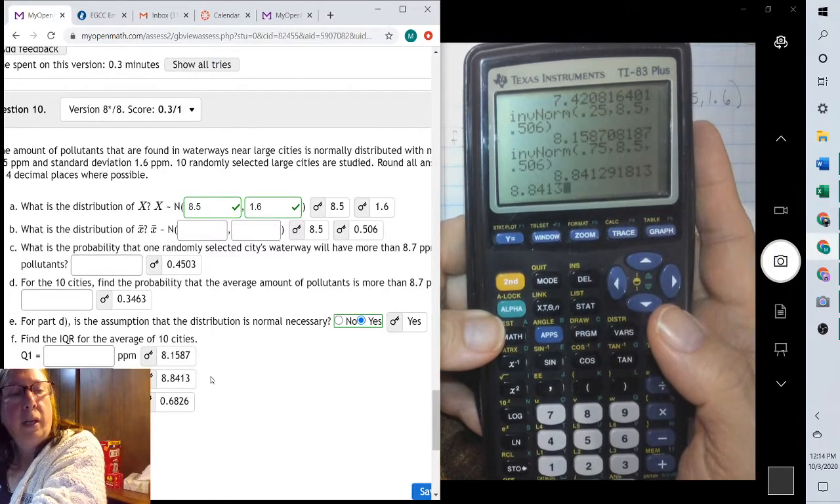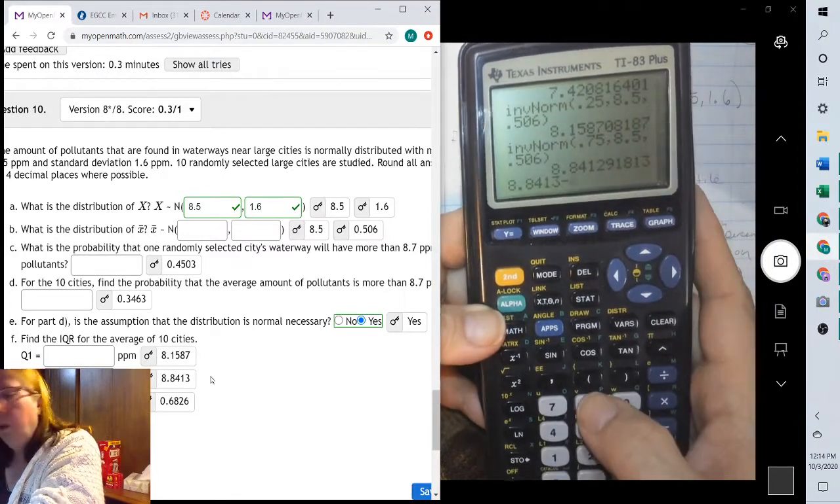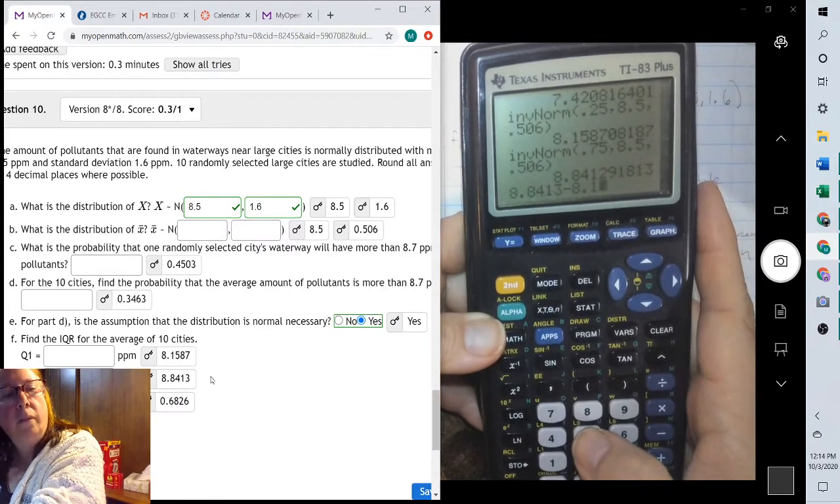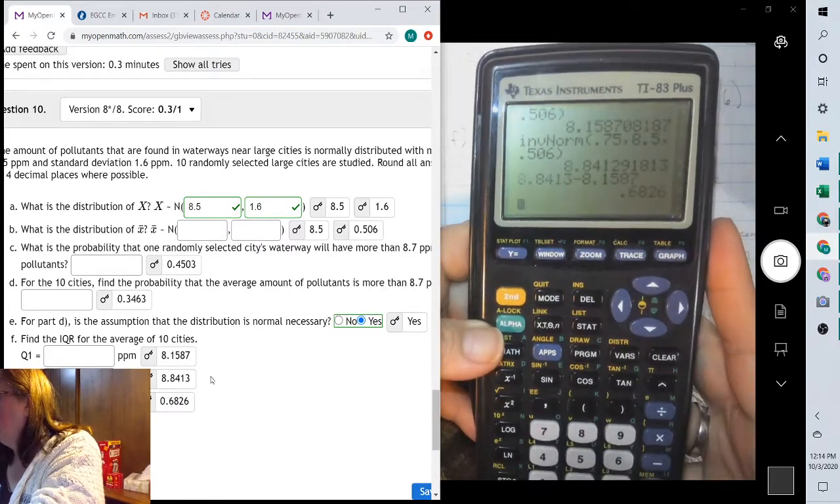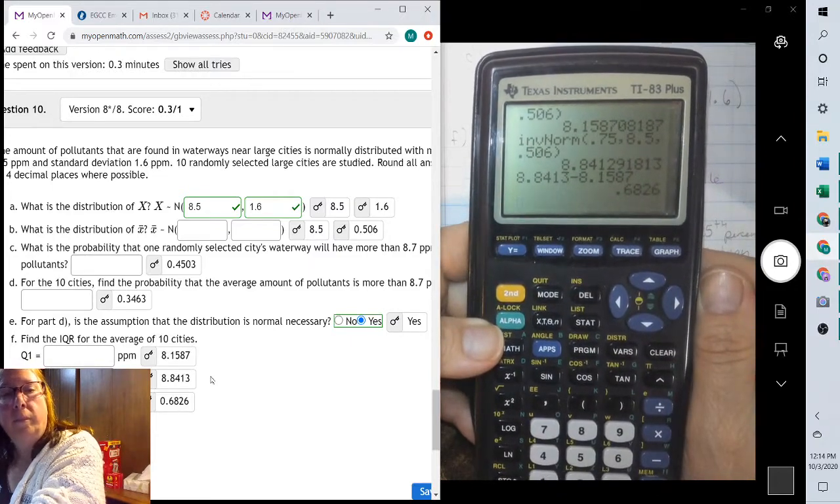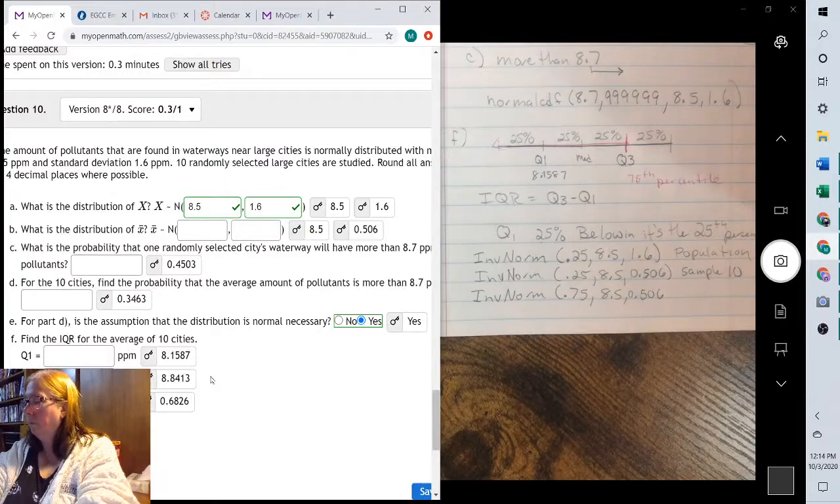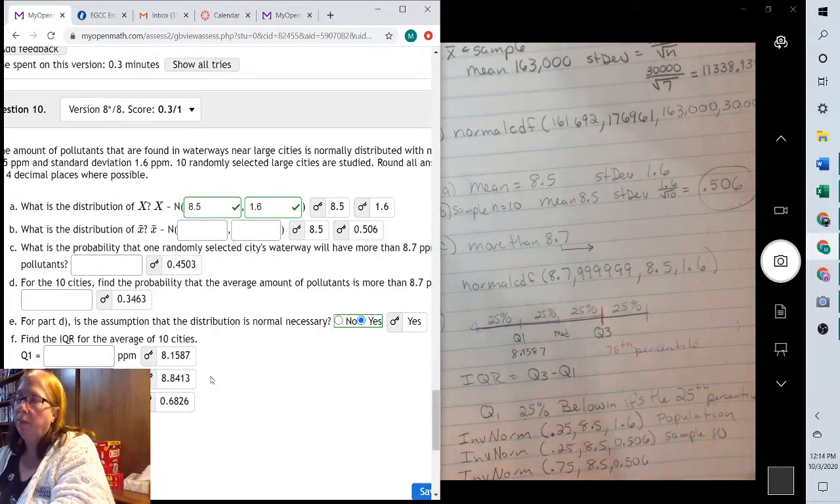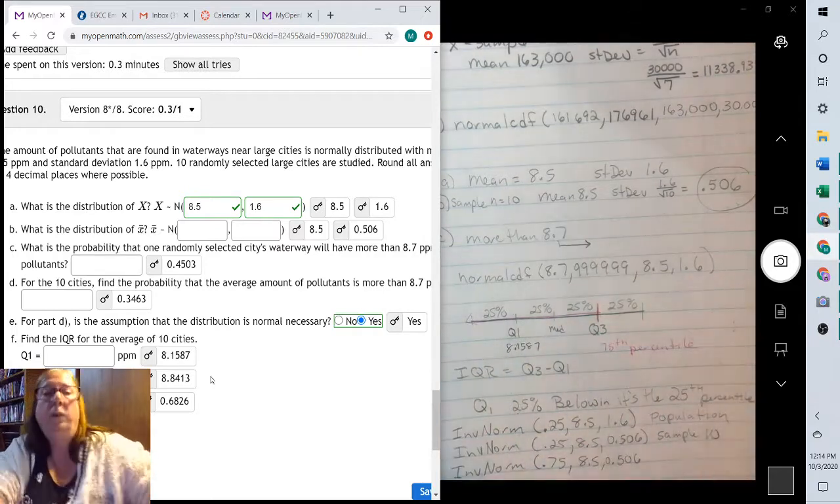But when we subtract it, 8.1587, then you get the 6826. So it was just subtracting them. But I will go through, because these could be 100th or 1/10 of a decimal off, and I will give you credit for those.